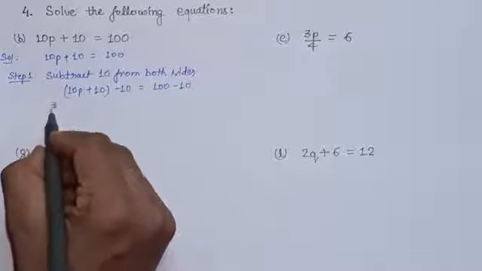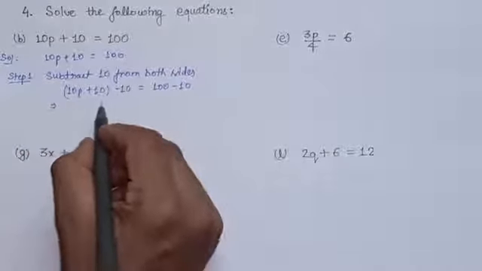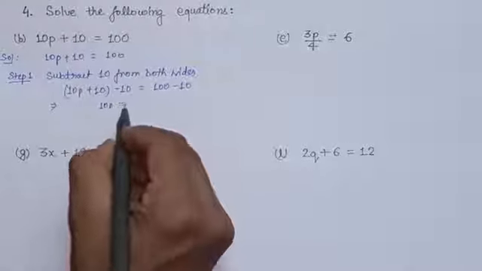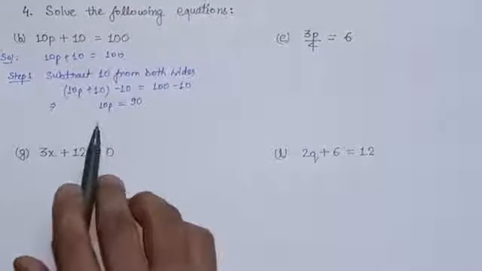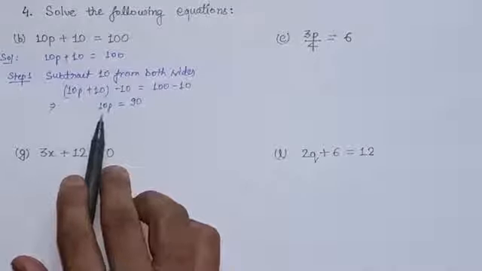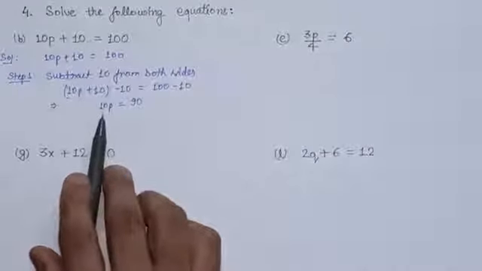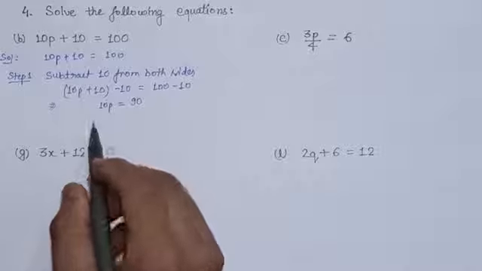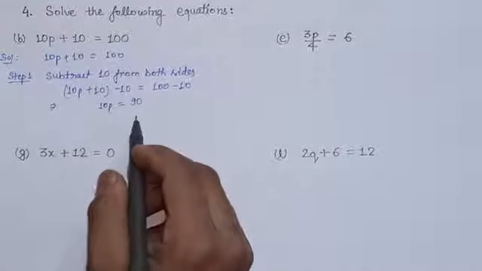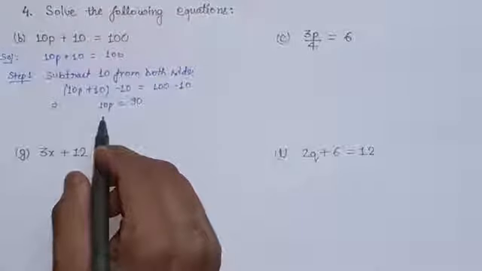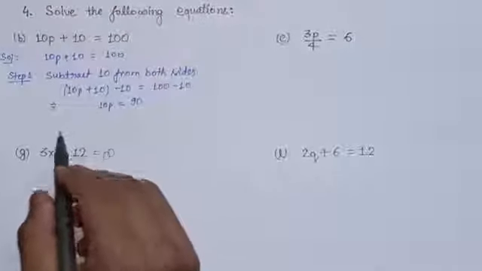So it implies that 10p plus 10 minus 10 comes out to be 10p, and here we have 100 minus 10, that is 90. But again you can see that we have 10p instead of p on the left hand side. So we have to again divide both sides of this equation, that is 10p equals 90, by 10 in order to obtain p only on the left hand side.